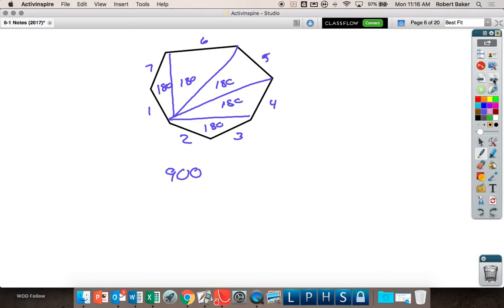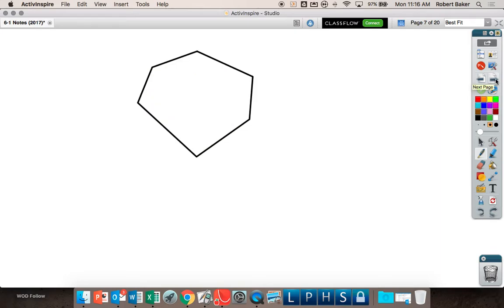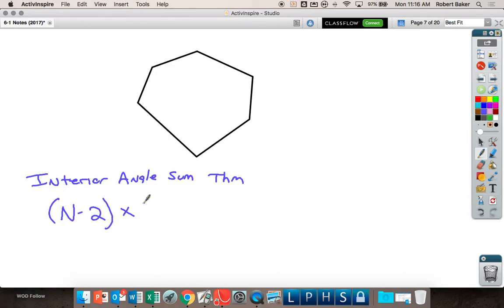So if it has 7 sides, how many triangles are there? 5. So we have this formula. Write this down, please, somewhere. The interior angle sum theorem for any polygon is n minus 2 times 180.